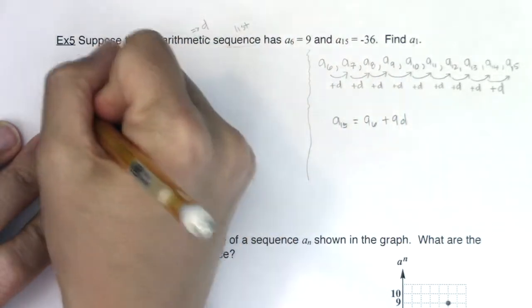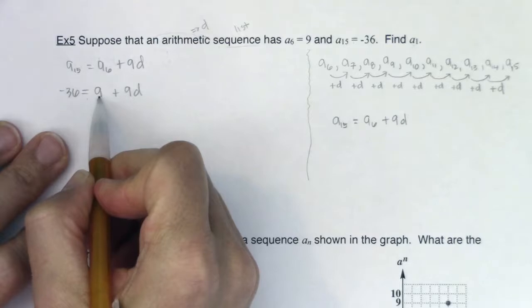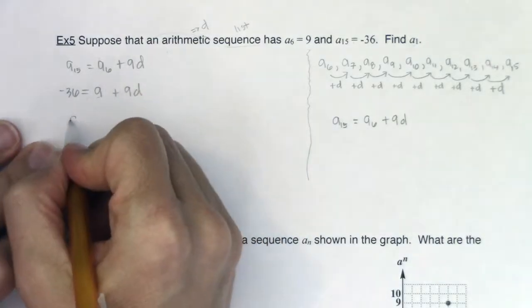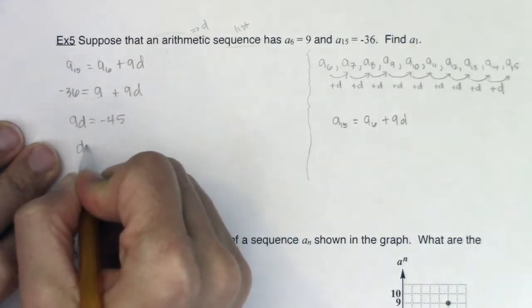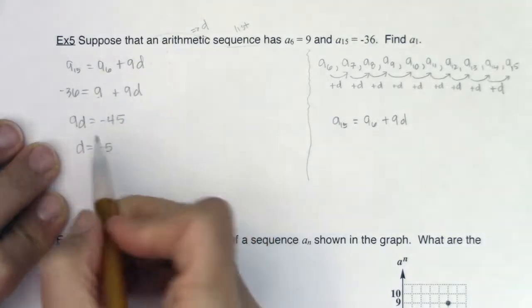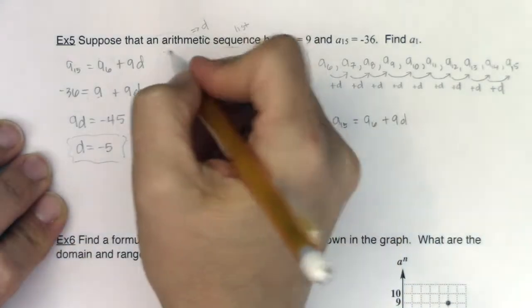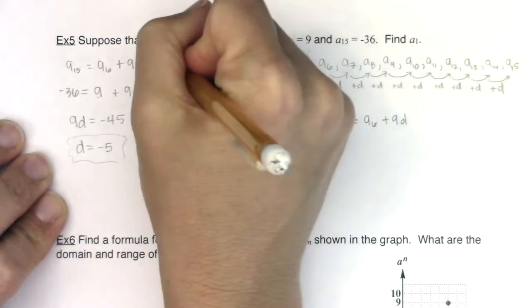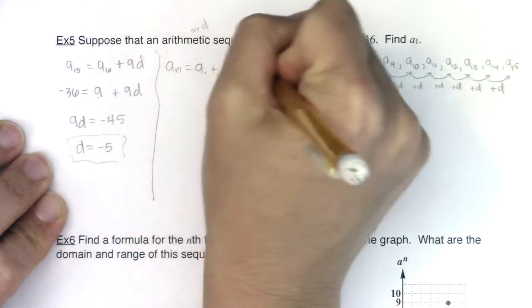All right, so I will subtract 9 to this side. Negative 36 minus 9 is going to be negative 45. So I know 9d is equal to negative 45. When I divide by 9, I'm going to get d is equal to negative 5. Again, critical piece of information, okay? And then I'm going to use that in this arithmetic sequence formula.